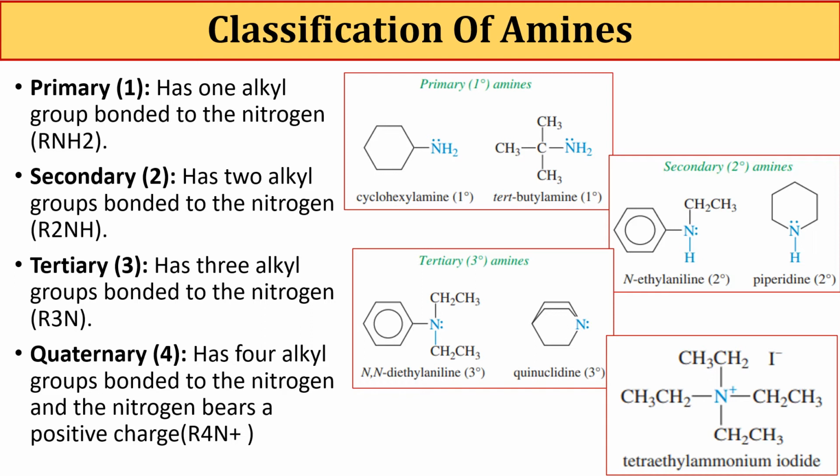Examples of primary amines include cyclohexylamine. Examples of secondary amines are piperidine or N-ethylaniline. A tertiary amine is N,N-diethylaniline, and an example of a quaternary amine is tetraethylammonium iodide.